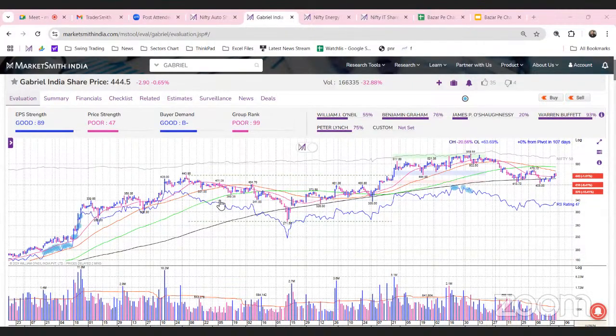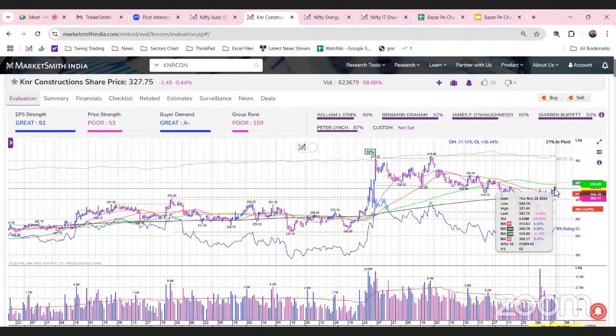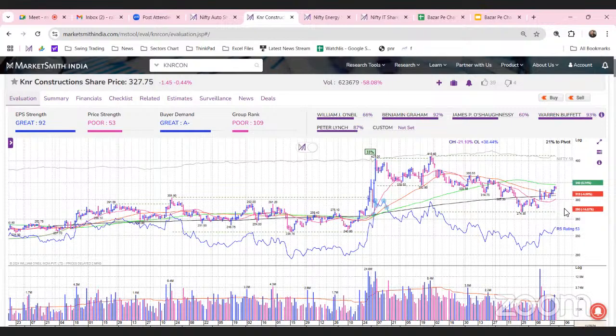Next is KNR Construction. It has just reclaimed the 200 DMA a few days back, but there are still so many resistances in this particular stock. This current bounce back may continue in the coming days toward the 440, 445 zone, and to turn decisively bullish from here it must cross and hold above at least 445. So short term, one can expect the 440, 445 zone. From a mid term perspective, to turn more bullish it must cross at least 445. There are a little bit of positivities, so it may move toward the 340, 345 zone in the coming days.